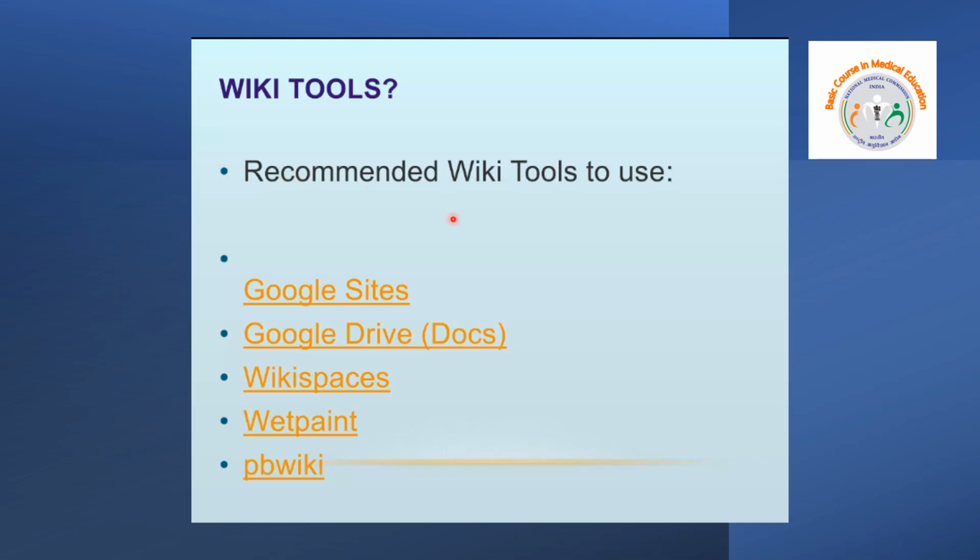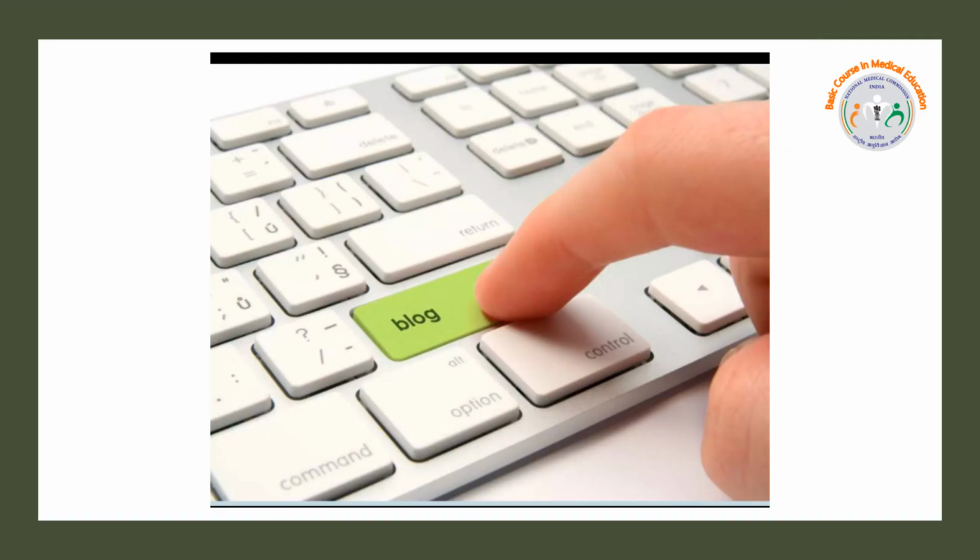Now, what are the wiki tools by which we can use it? Google Sites, Google Drive, Wiki Spaces, WebPaint, and PBWiki. Now, the next social networking site could be a blog.